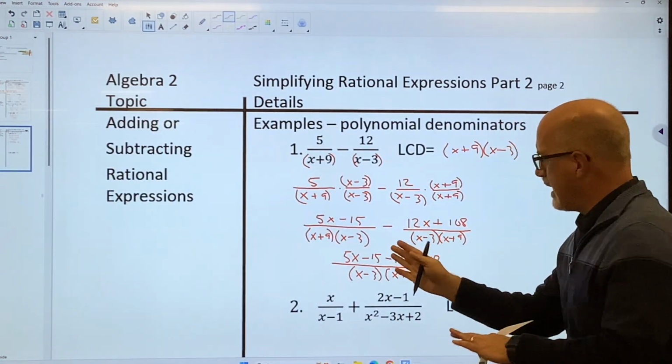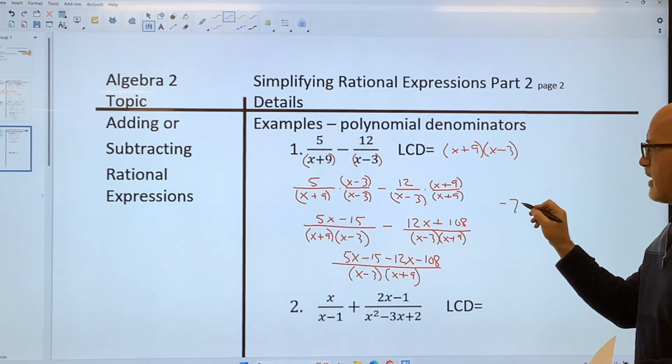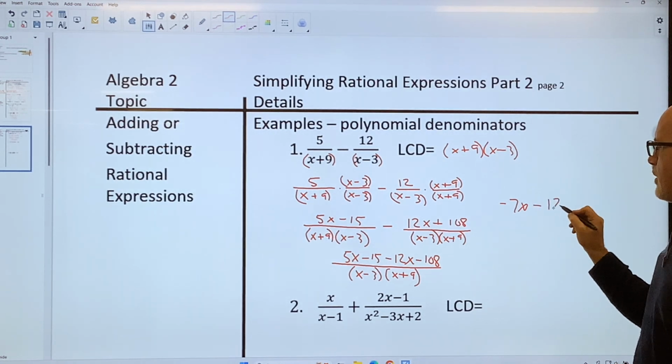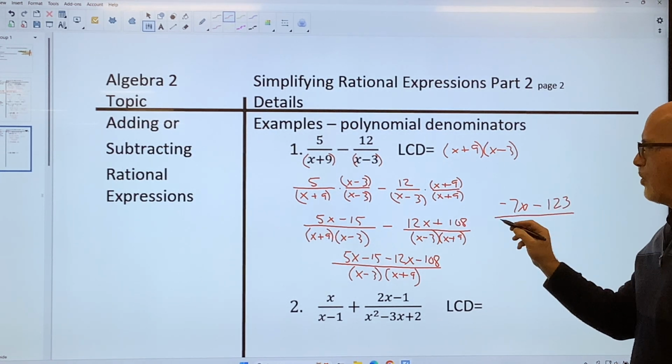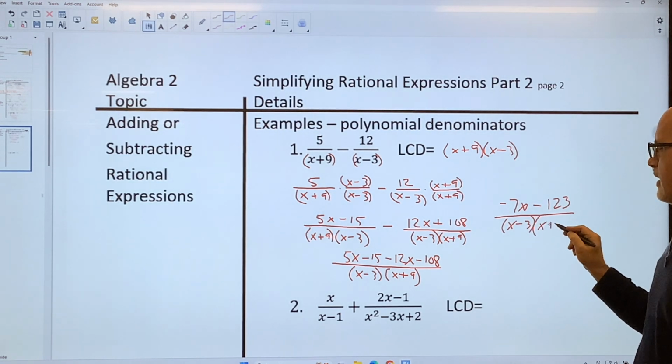Now I'm going to take these and combine them. 5x minus 12x is negative 7x. Negative 15 minus 108 is negative 123, all over, in factored form, x minus 3, x plus 9.